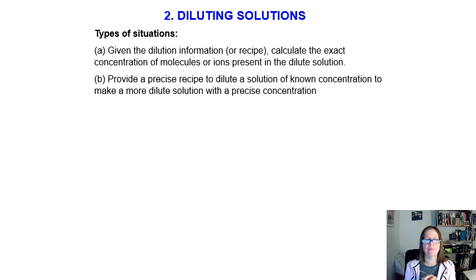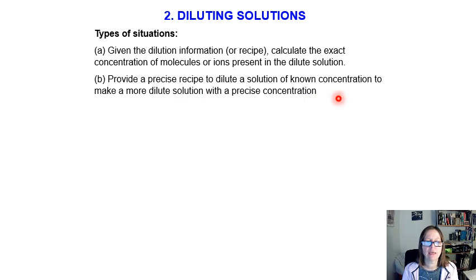Before we move on to precipitation reactions, let us review the dilution of solutions. You will have two types of situations. Type A will be given the dilution information. You will have to calculate the exact concentration of molecules or ions present in the dilute solution. Case B, you will be asked to provide a precise recipe to dilute a solution of known concentration to make a more dilute solution with a precise concentration.